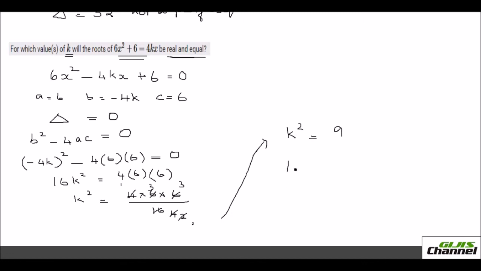Now your k is the square root of this 9, and that is nothing but plus or minus 3. So k can either be a positive 3 or a negative 3 to satisfy this condition. So k is equal to a positive 3, or k can also be a negative 3, and that would be your answer. This is what they asked you. They just asked you what value k can take. So k can either be 3 or negative 3.